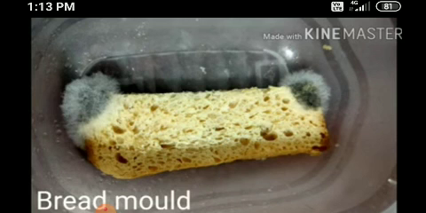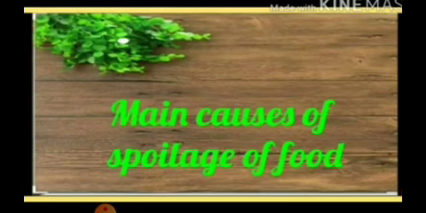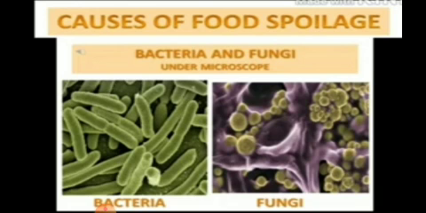Now we will discuss the cause of the growing of bread mold on the bread, which leads to the spoilage of food. We cannot have this food, children. We are going to learn the reason under the heading the main causes of spoilage of food. The first cause is microorganisms. Microorganisms are tiny organisms that we cannot see without a microscope.